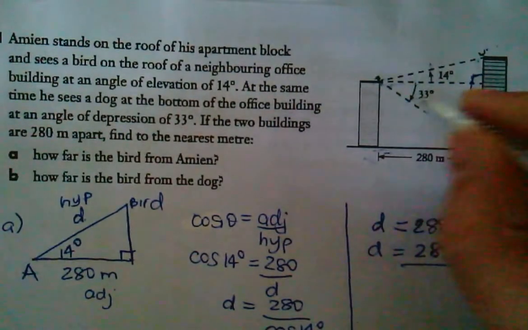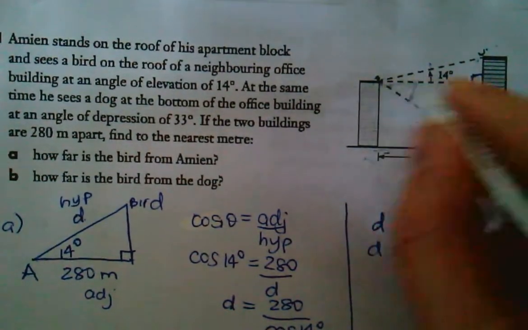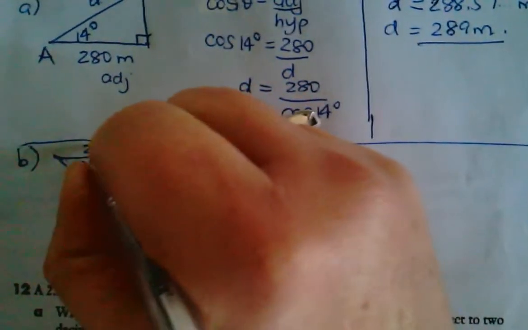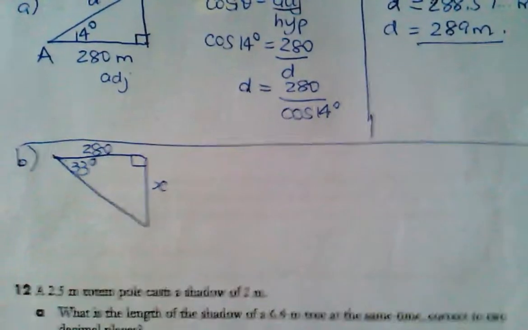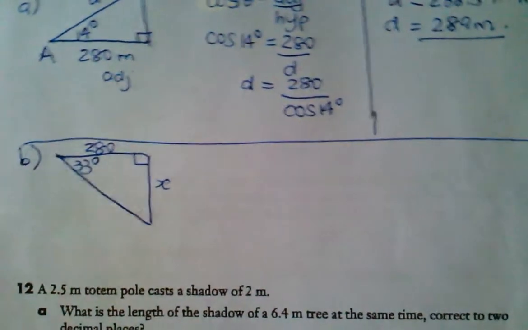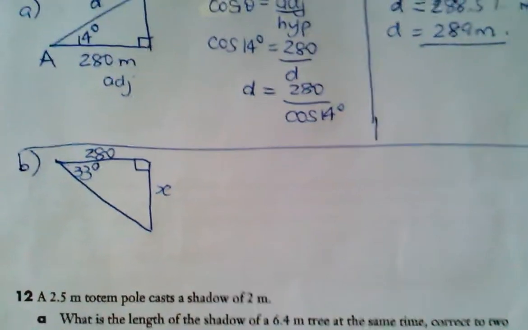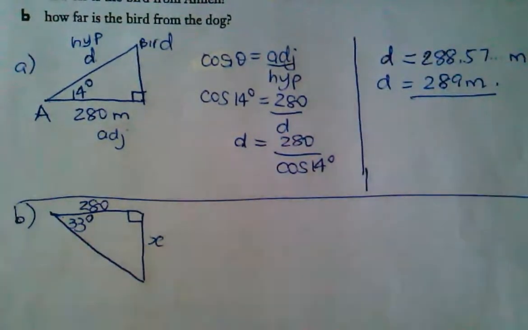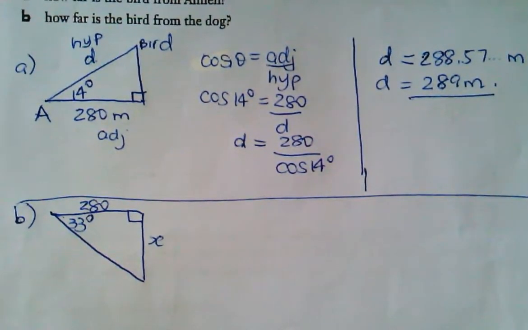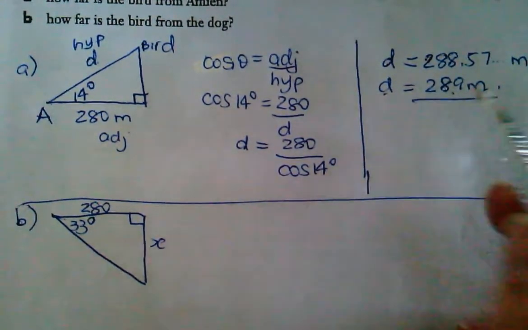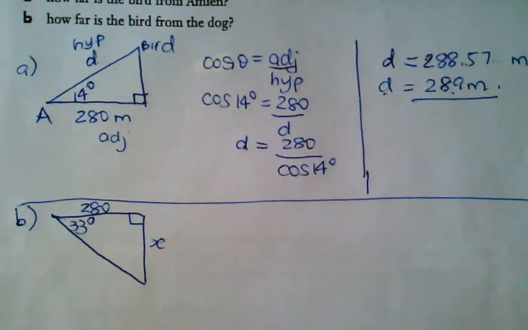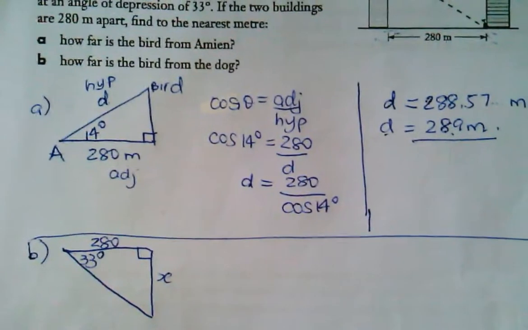So that's 33. This distance across here is 280, which means this distance is also 280. So this distance here is 280, right angle. I'll call this X or H, doesn't matter what I call it. Okay, so we need to work out that distance. Actually, we're not even going to use that answer from part A at all. Just realise that. So how far is the bird from the dog?